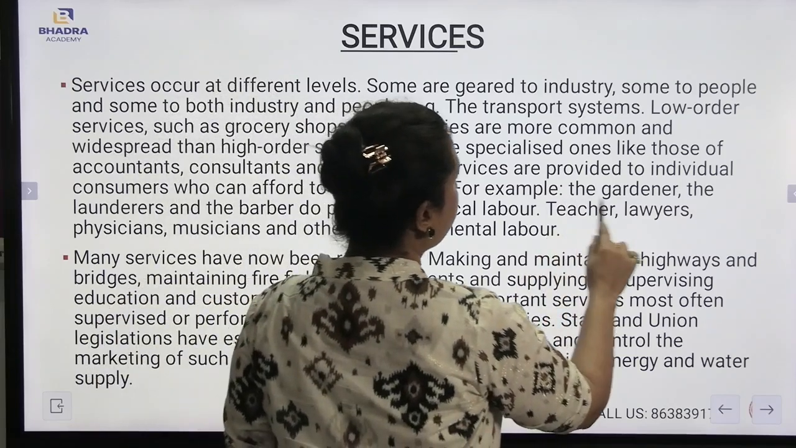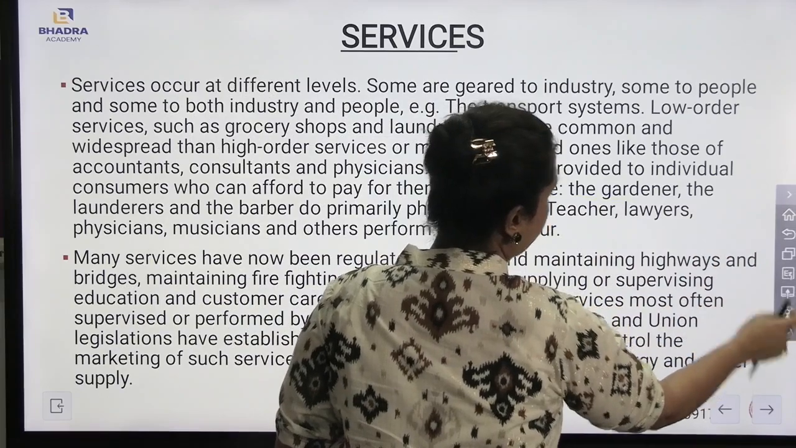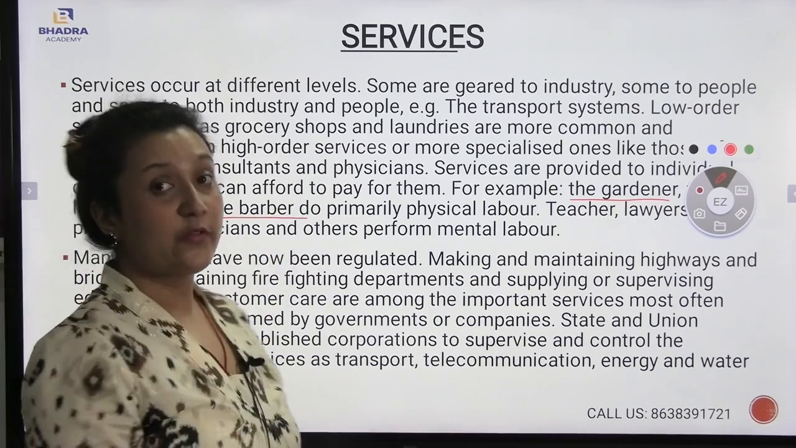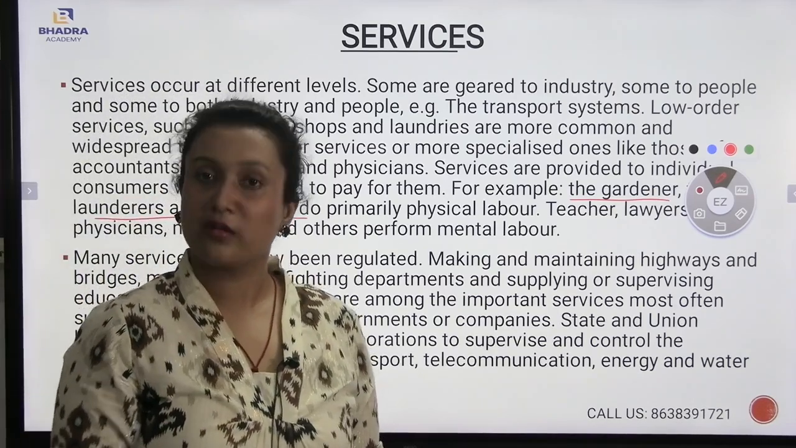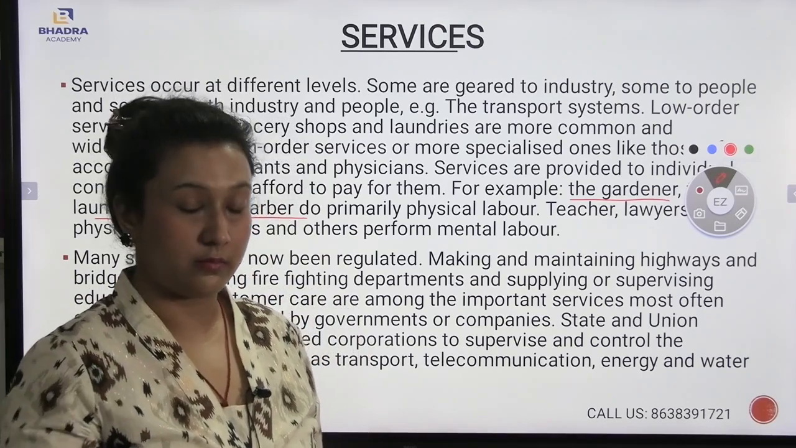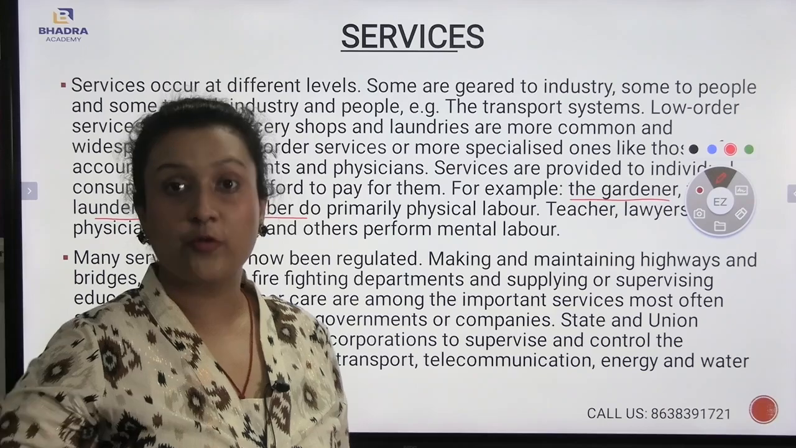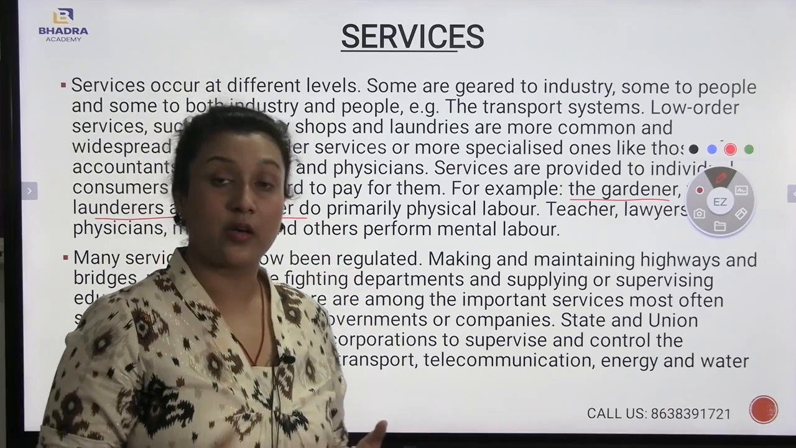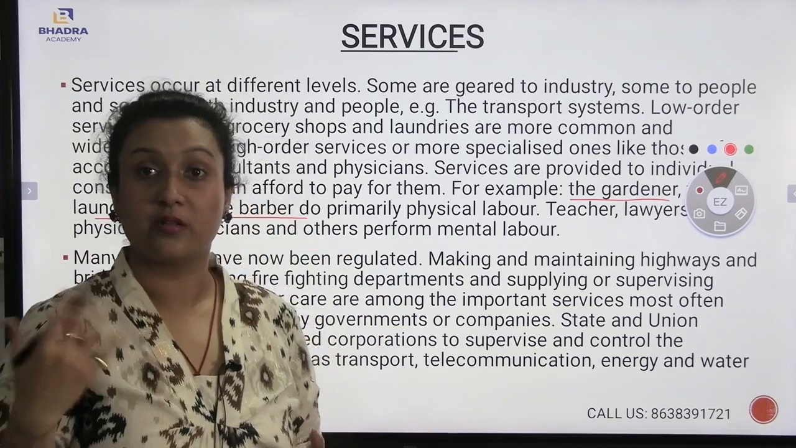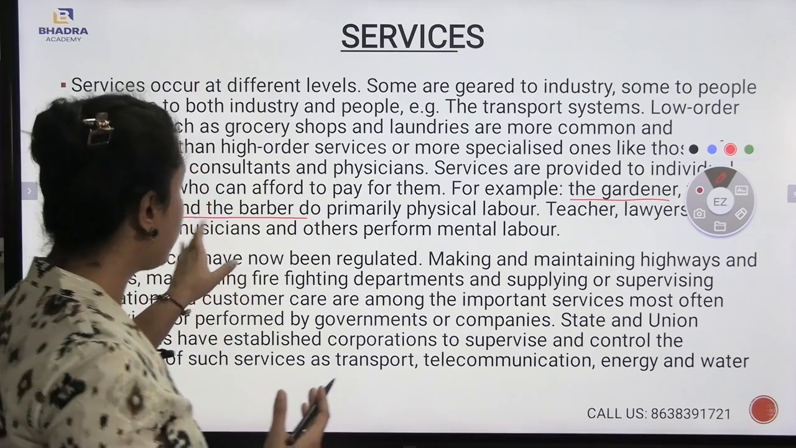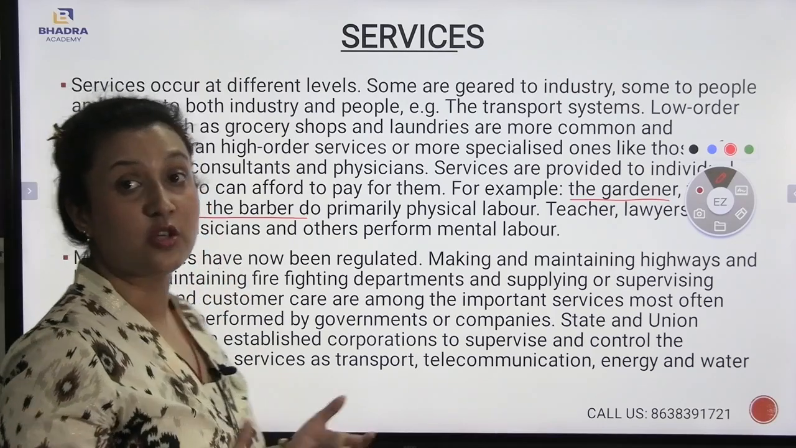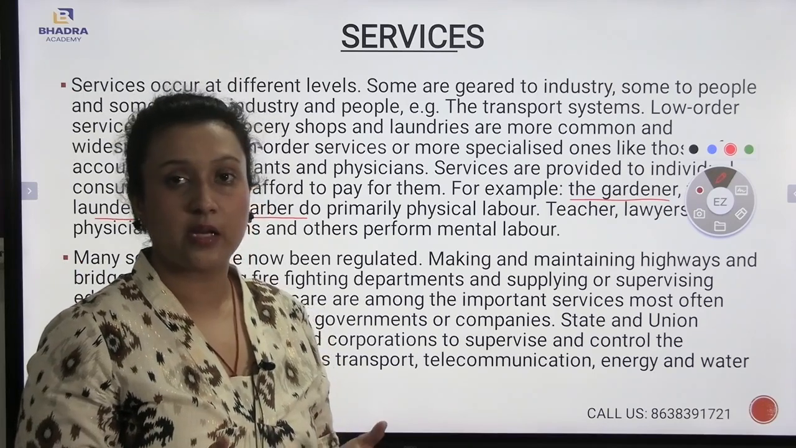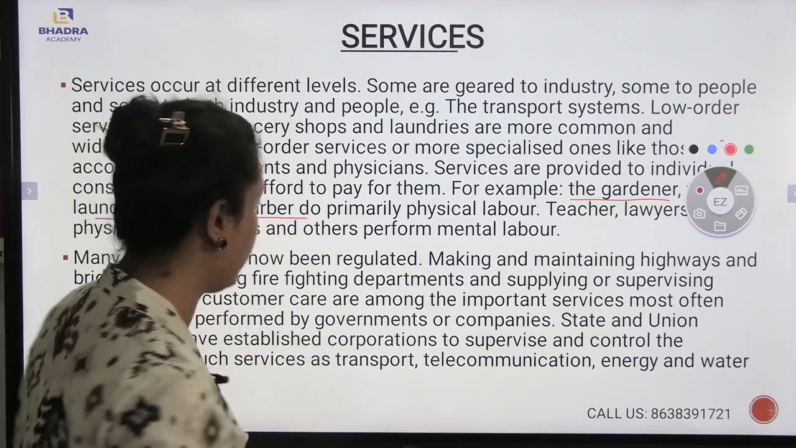For example, the gardener, the launderers, and the barber. Physical labor is performed by the gardener. The laborers who make the houses, and also the barber, they do the physical work. Now, the job of the teacher is mental work. This is mental labor. The teachers, the scientists, the musicians, the physicians, they are doing the mental labor. So physical labor and mental labor are the two ways in which services are divided.